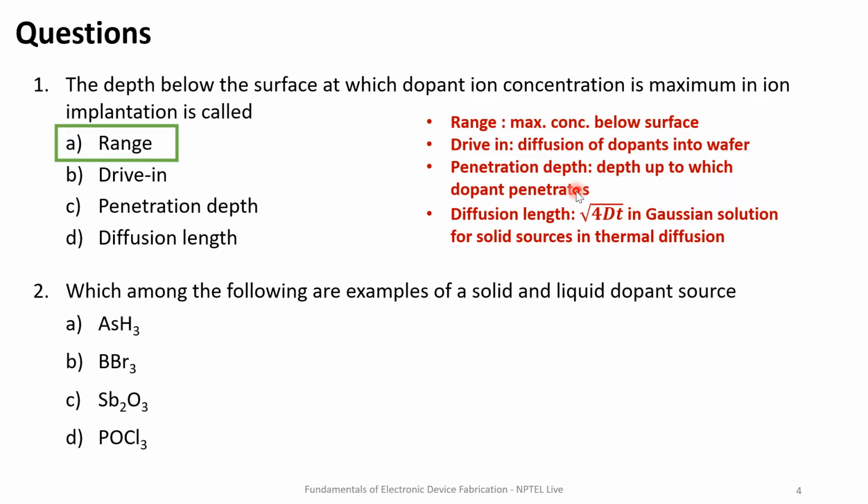So initially it will be smaller, then at the range the concentration becomes maximum, and at the penetration depth again it will fall. So that is what happens in case of ion implantation.